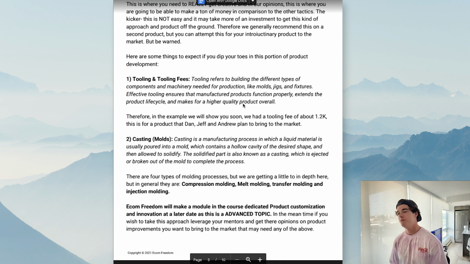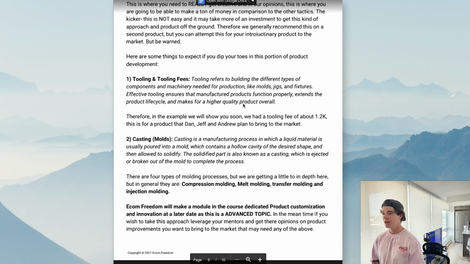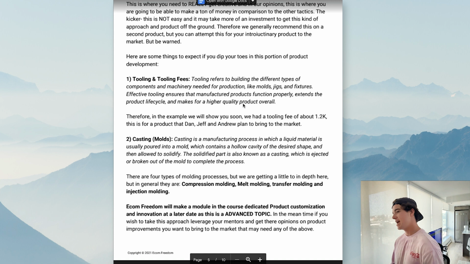This is the product that me, Andrew, and Dan are bringing to the market, right? So our product actually requires some tooling. However, it did not require casting or molds. So what's a mold? A mold is a manufacturing process in which liquid material is usually poured into a mold, which contains a hollow cavity of the desired shape, then allowed to solidify. And the solidified part is also known as the casting, which is ejected or broken out of the mold to complete the process.